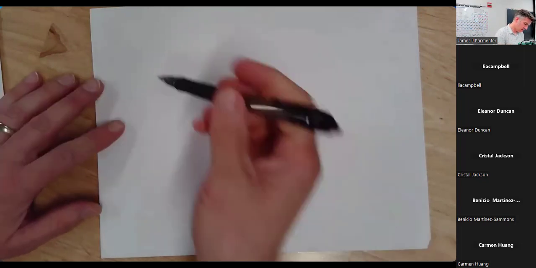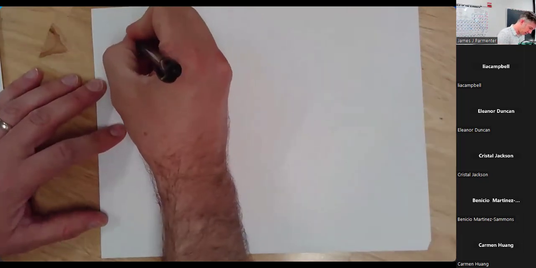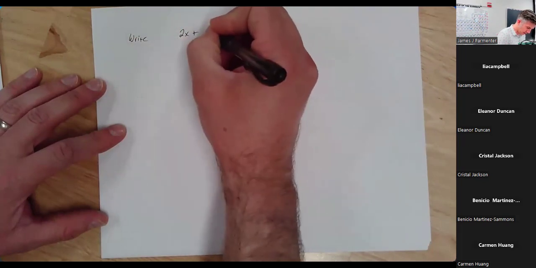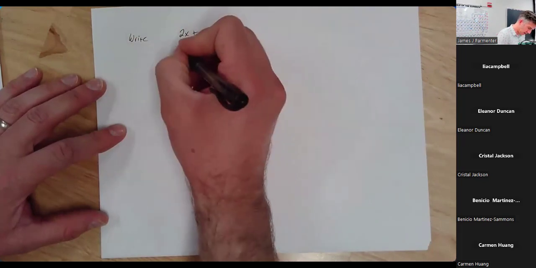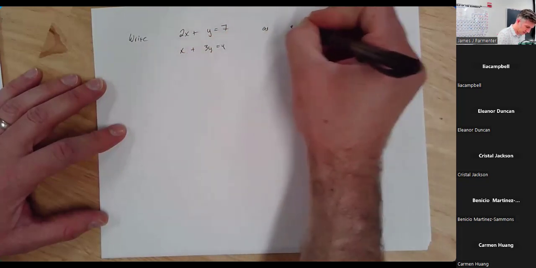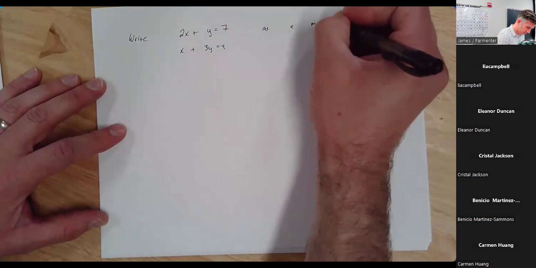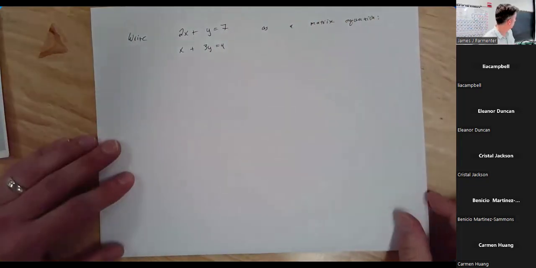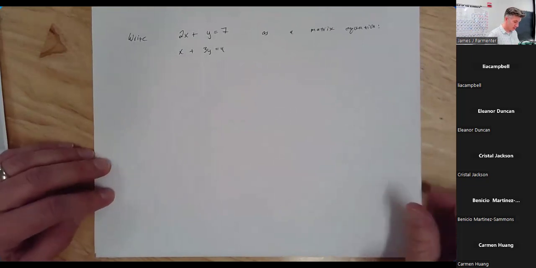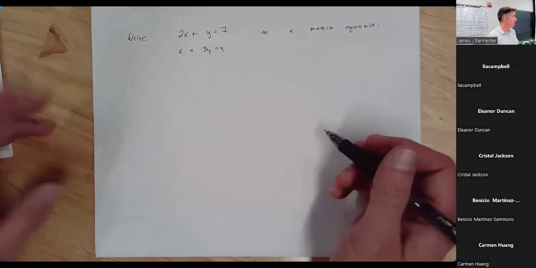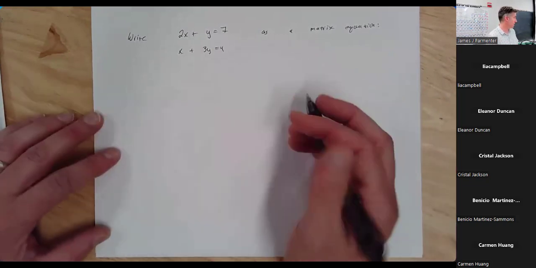There we go. So I could see him asking you something like, write the equations 2x plus y equals 7 and x plus 3y equals 4 as a matrix equation. So it's not that bad. The numbers that are the coefficients of x and y respectively are the entries in your matrix.